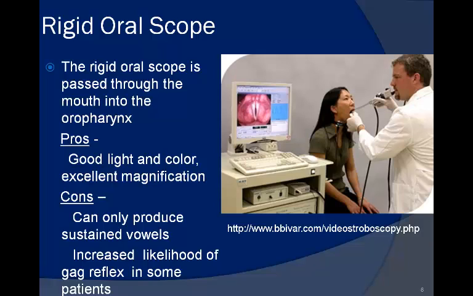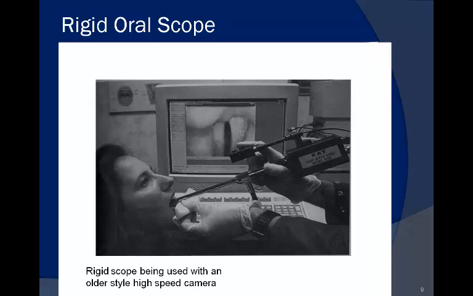However, the patient is only able to produce sustained vowels, and the likelihood of a gag reflex is much greater with the rigid scope than with the nasendoscope. If gagging is a problem, the ENT will typically spray the oropharyngeal area and sometimes the base of the tongue with a topical anesthetic to eliminate or decrease the gag reflex. This is a picture of a rigid scope, but it is attached to an older style high-speed camera.